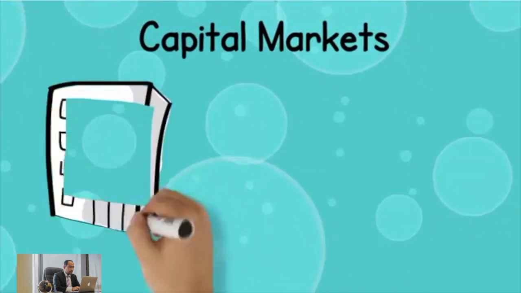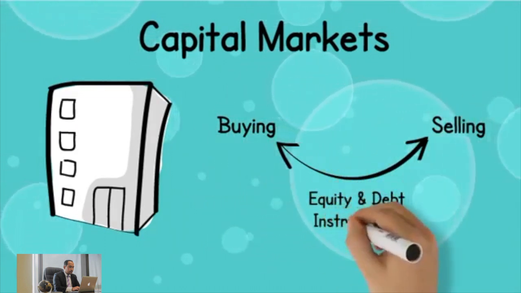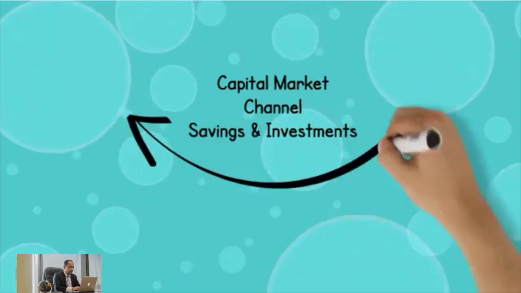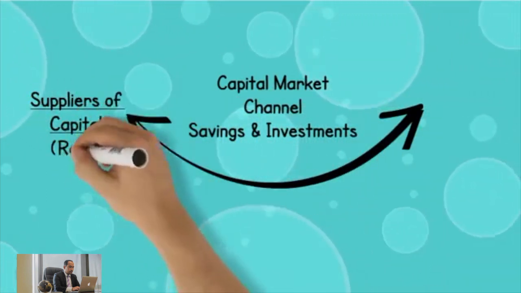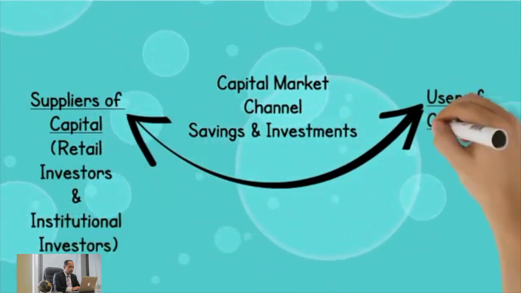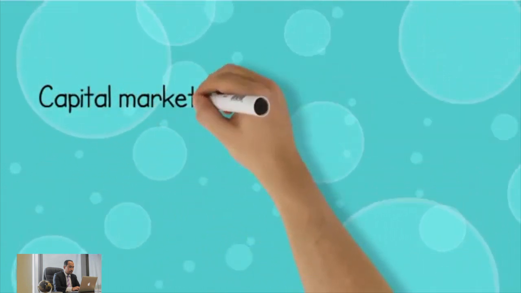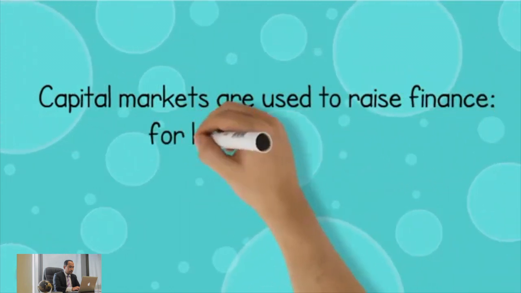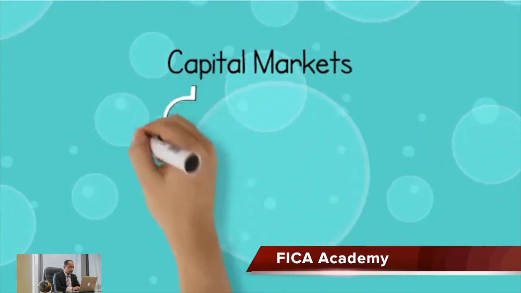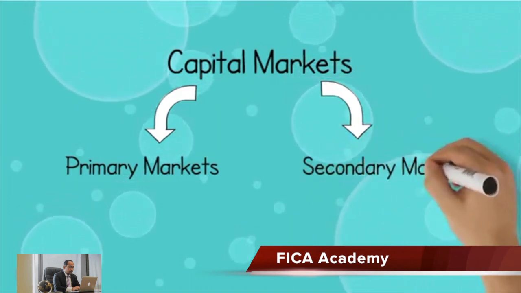Capital markets. Capital market is the marketplace for buying and selling equities, debts, and instruments. Capital market channels saving and investment between suppliers of capital, retail investors or institutional investors, and users of capital, businessmen, government, and the individual. Capital markets are used to raise long-term finance. Capital markets are divided into 2 categories: primary markets and secondary markets.